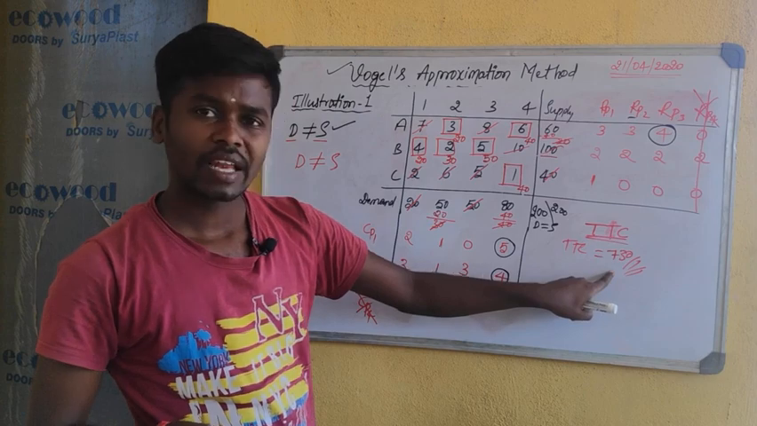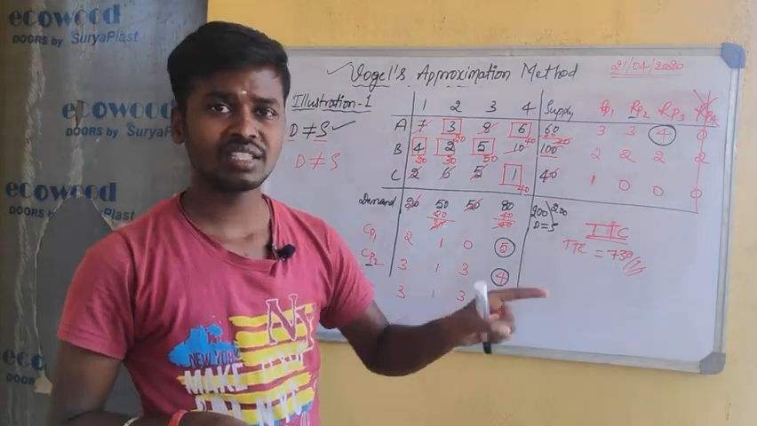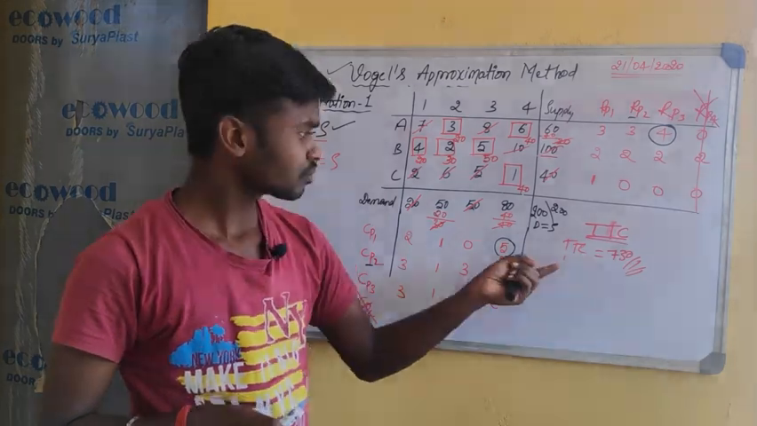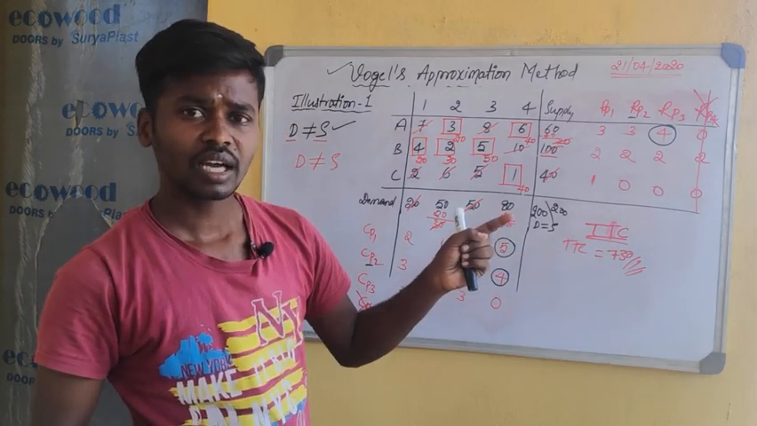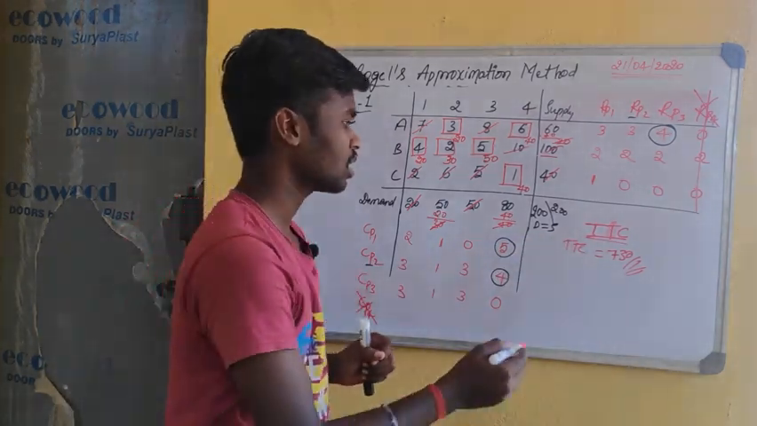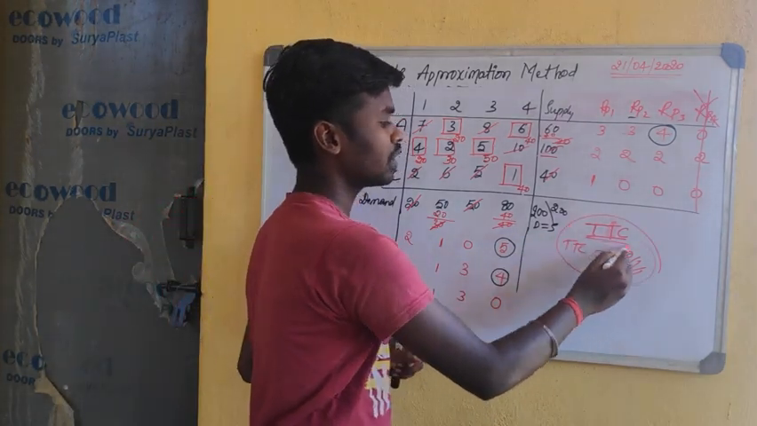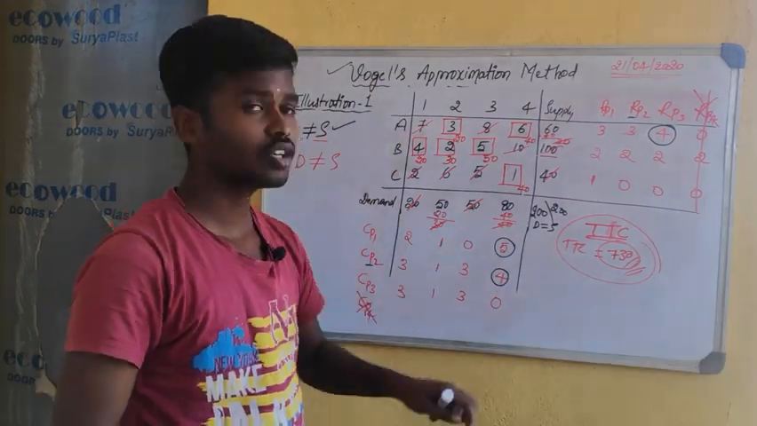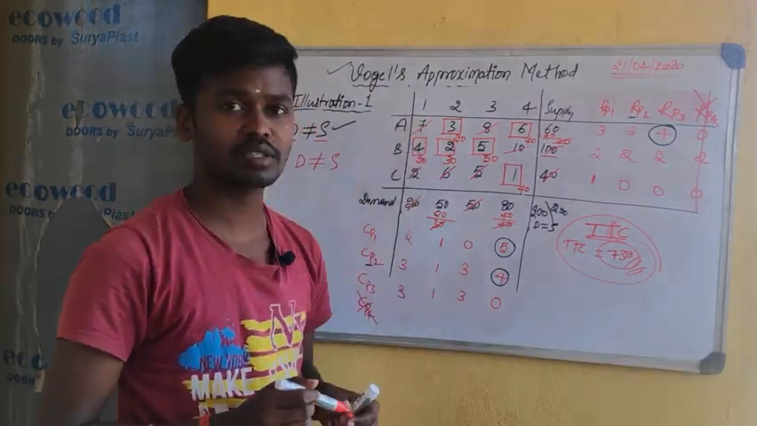If you don't know how to calculate the total transportation cost, see the videos on the northwest corner method and the least cost entry method. I already showed the steps to calculate the total transportation cost. So do it yourself, you will get 730 as your transportation cost for this first problem under Vogel's approximation method.